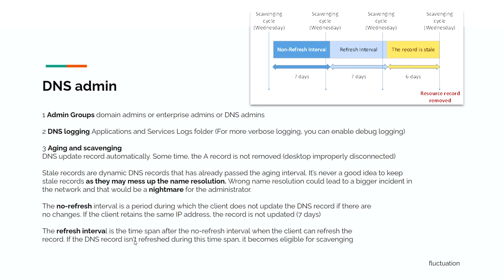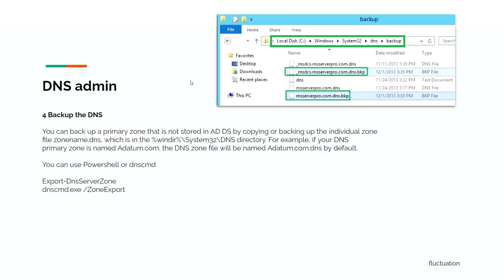So if the DNS record isn't refreshed during this time span, it becomes eligible for scavenging. Now this is important because in your DNS, you must really clean your records, okay? So you see here all the cycle. This is a very nice picture. And also you must back up the DNS, okay? If you go in System32 DNS backup, you see that there is a backup here.